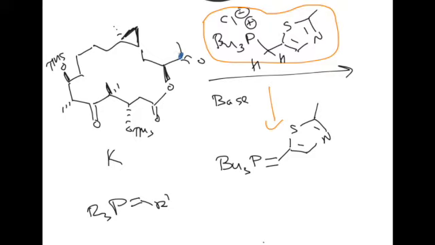So, there are 3 different carbonyls in this molecule, right? There's the blue one, the green one, and the orange one. And they only do this Wittig reaction with the blue carbonyl. They don't do it with the green one or the orange one. Why do you think they only do it with the blue one?